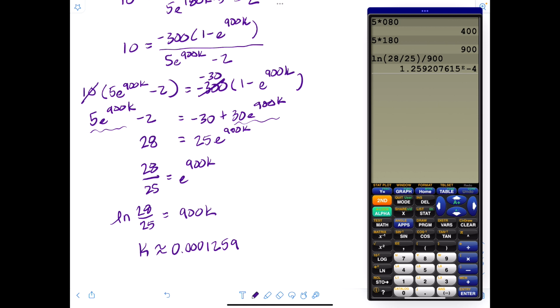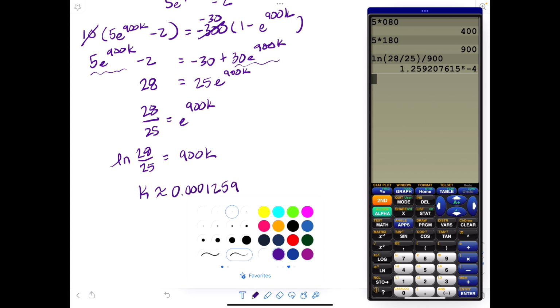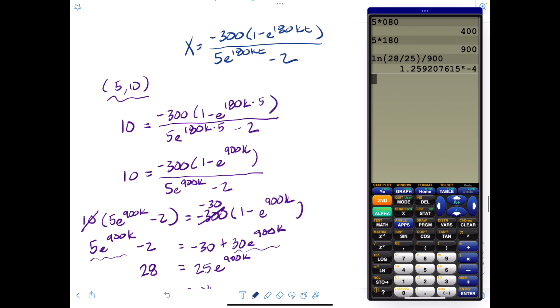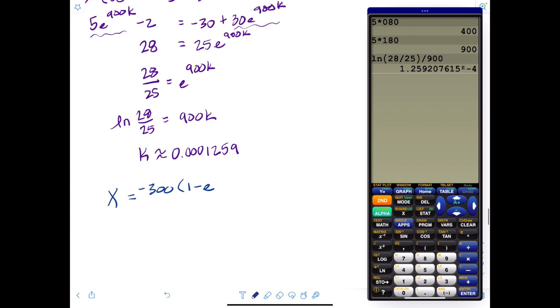So now, continuing, what do we have for x? X is going to be negative 300 times 1 minus e to the 180 times this k that we found. Let's figure out what is 180 times this k. So 180 times 0.0001259 is approximately 0.022662.